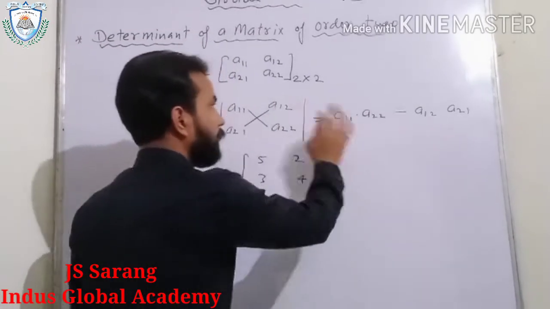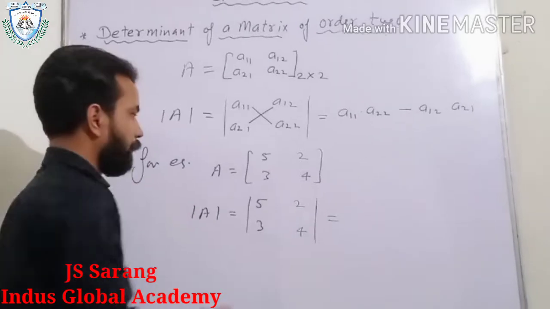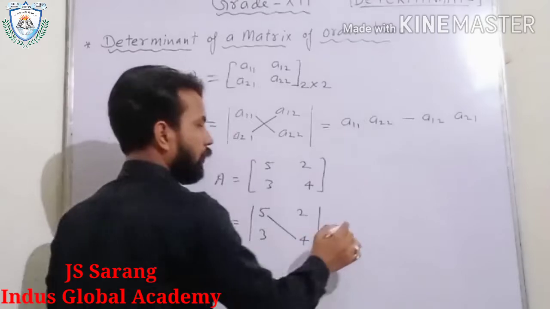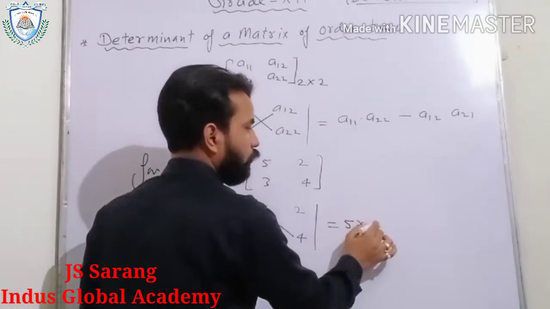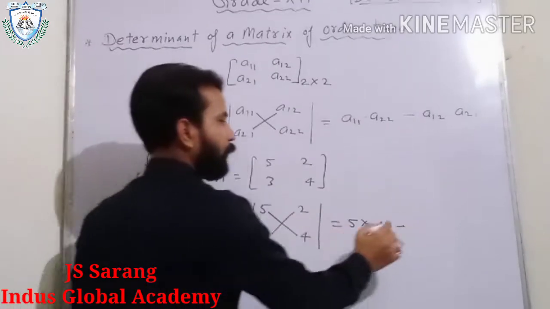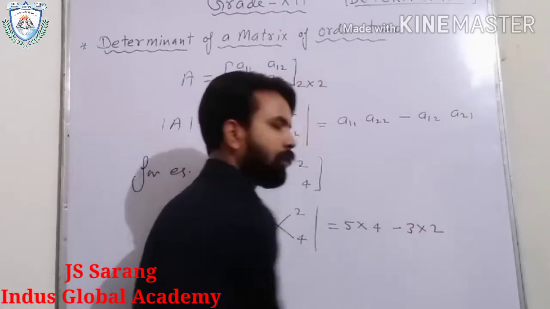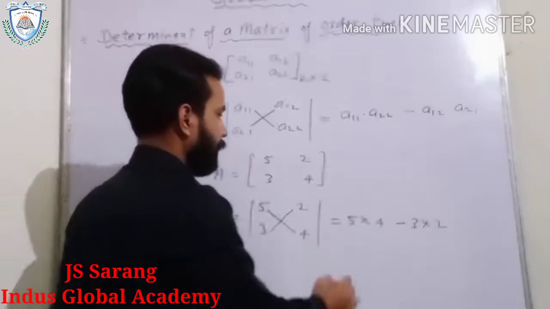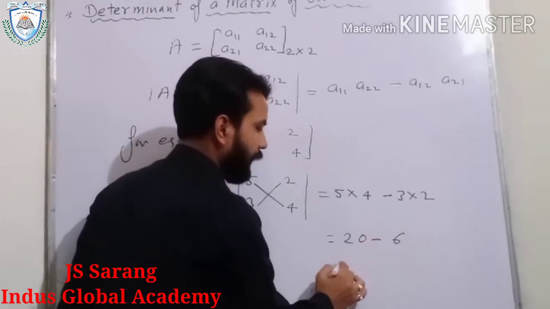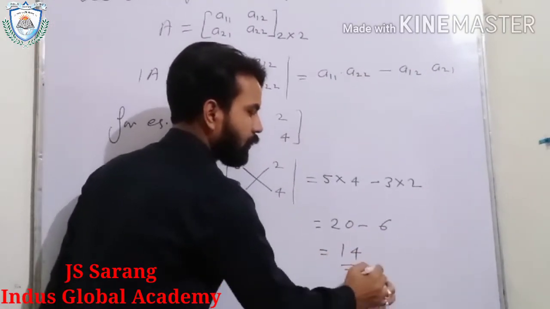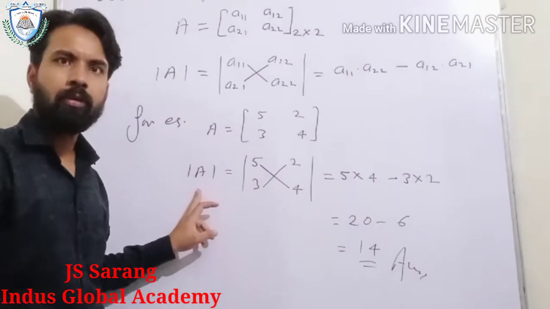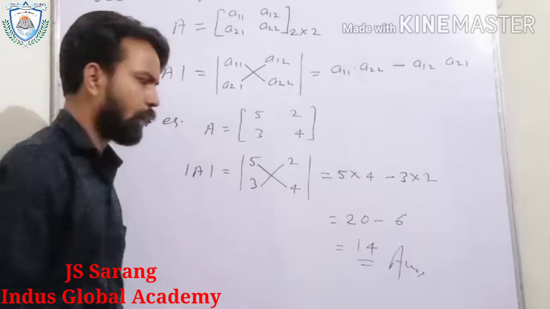So what I told you here, we will do the cross multiplication. This element is multiplied by this, so 5 into 4, minus, we will multiply these two elements, 3 into 2. Now we will simplify it. 5 fours are 20 minus 3 twos are 6. 20 minus 6 is 14. So this is the value of the determinant of A. Understood? Hope it is clear to everyone. Okay, good.